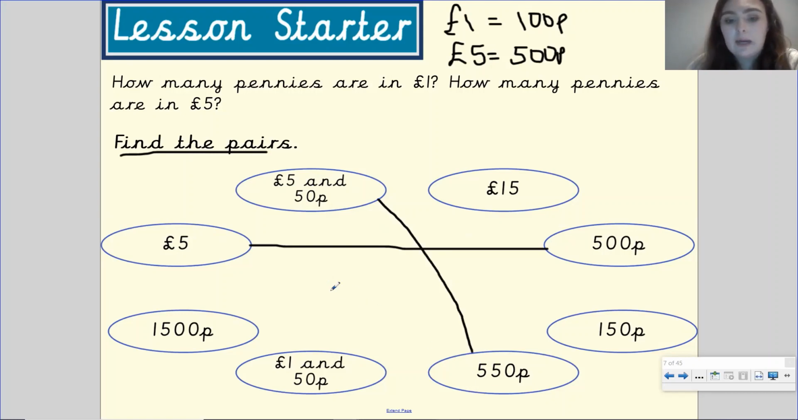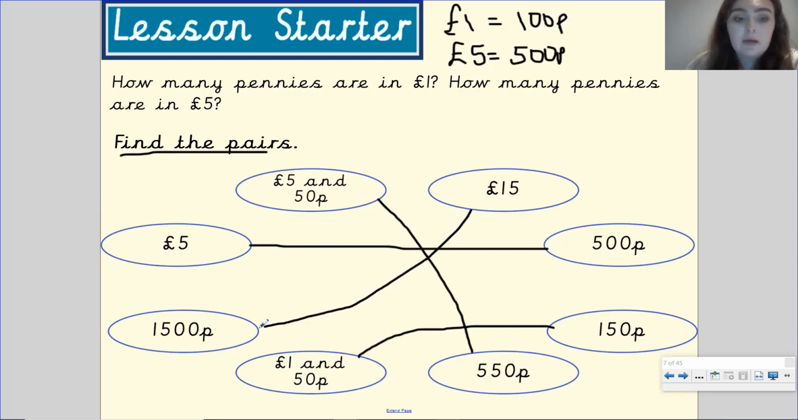Now let's have a go at looking for £1 and 50 pence. So because that's £1, we know that's the same as 100 pennies. So we're looking for something with 100 pennies and then 50 pennies as well. So it should be 150 pence, which is just here. Which means that £15 is the same as 1,500 pence. Well done if you got those correct.